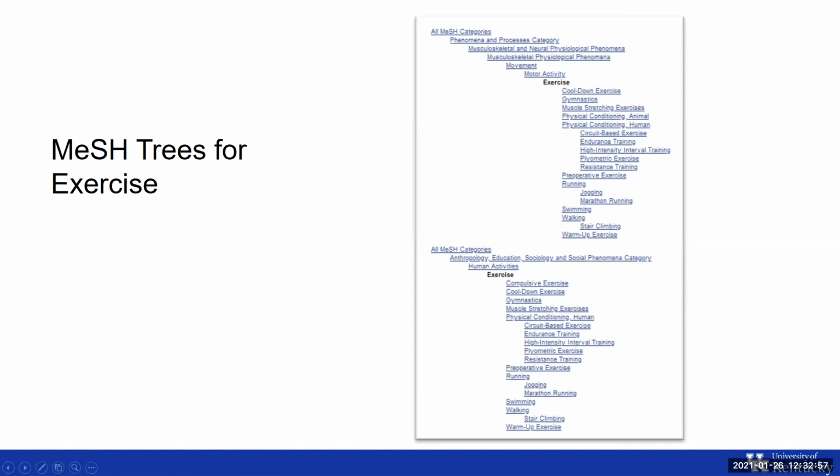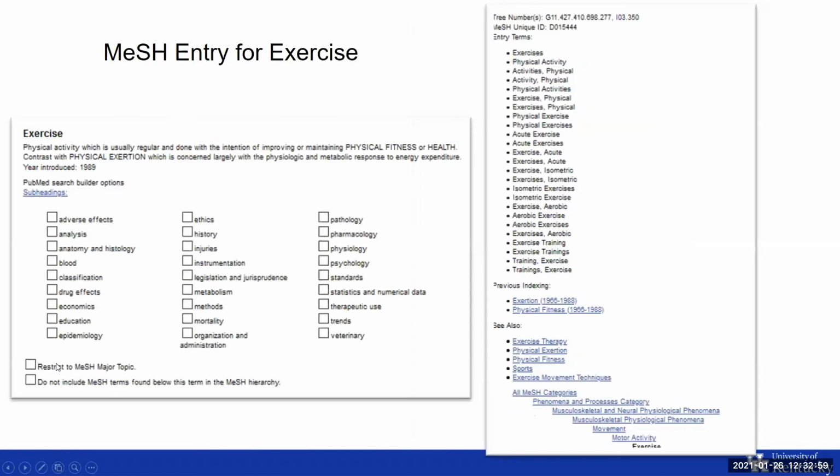Do you mind going back really quick? By hitting the "do not include MeSH terms found below the term in the MeSH hierarchy," that's what you can do, and it will add the term exercise and then "no EXP" next to it. And that will indicate that it's not exploding.